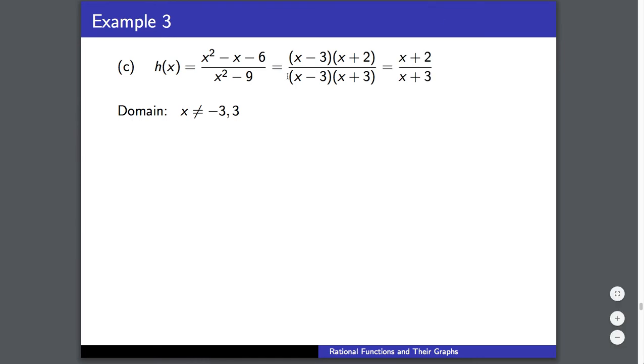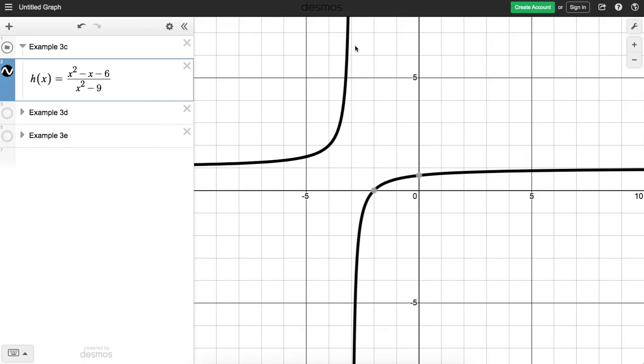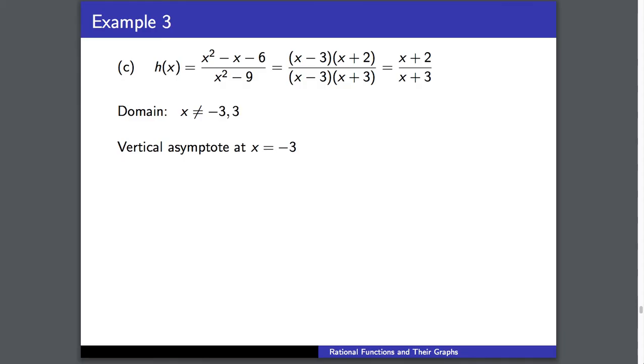So if we cancel out these x minus 3's, we're left with x plus 2 over x plus 3. For our first value of negative 3, if we plug that into the simplified result, we get a 0 in the denominator, which again means that we're going to have a vertical asymptote at that value of x for negative 3. There is a hole in the graph at x equals 3, and those are the x minus 3's that canceled out. So we saw that in the graph earlier.